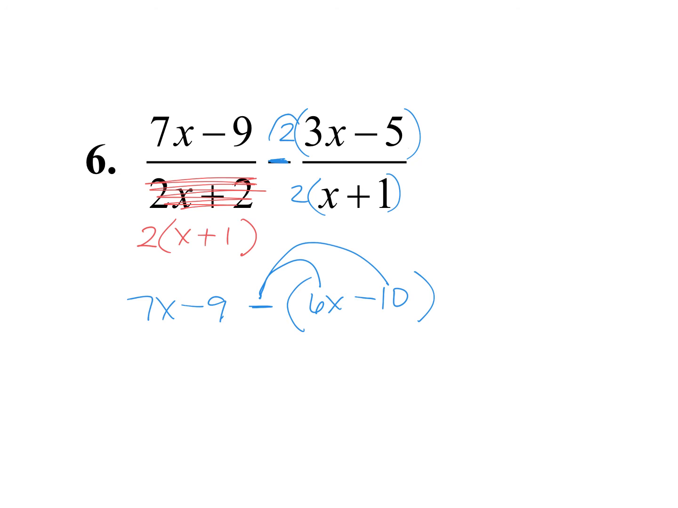Right? Put the 2 over 2 there and treat this like a negative 2. That'll distribute the negative for you too. You could do it that way also. That's all going to be over 2 times x plus 1.